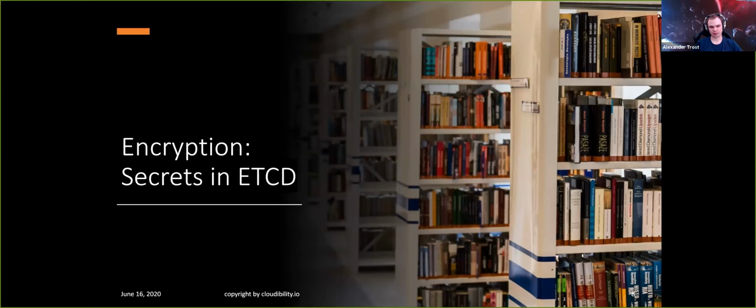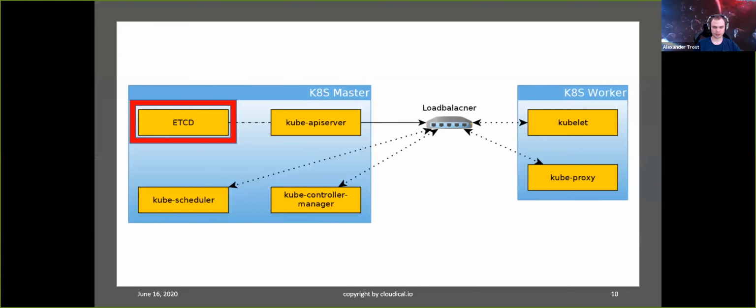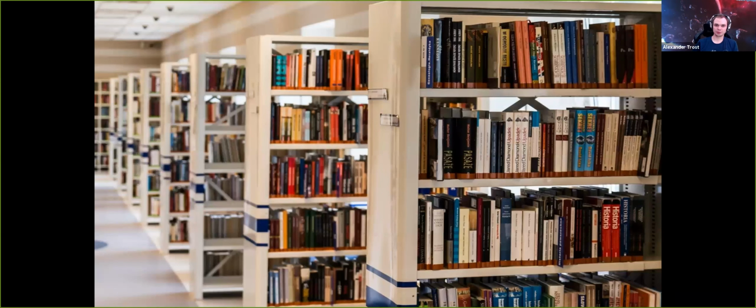One thing with etcd, if you remember the diagram here, let me go a bit forward. We have the API server accessing etcd. And etcd is holding every object in the cluster. So it's basically kind of like a library of all the objects in your Kubernetes cluster.